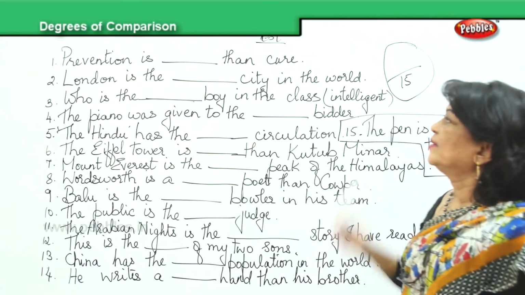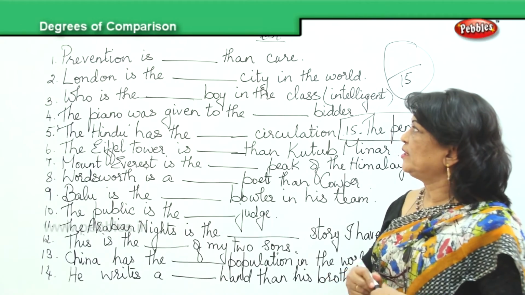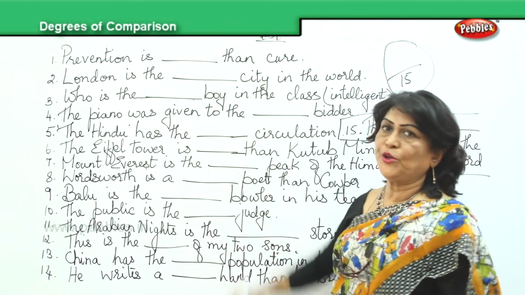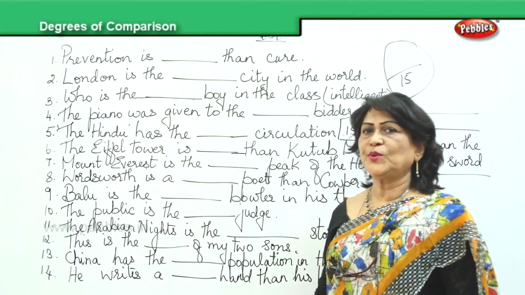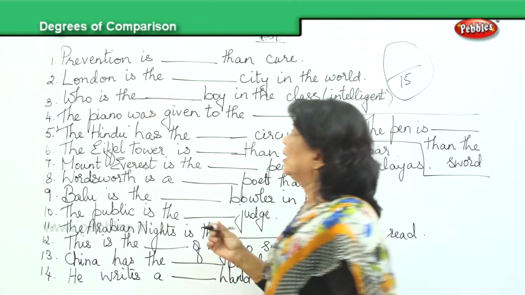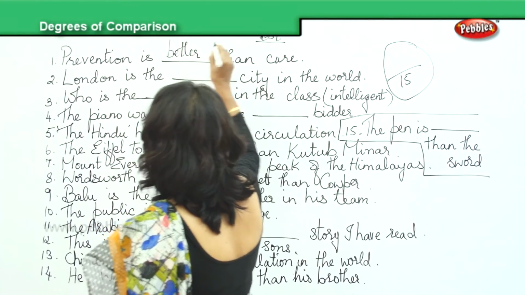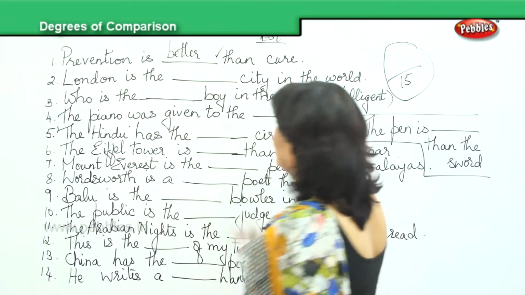Shall we check it up? Okay. Prevention is dash than cure. What would you write there? It's a very well-known axiom. Better. Yes. If you've written better, put a tick mark there.